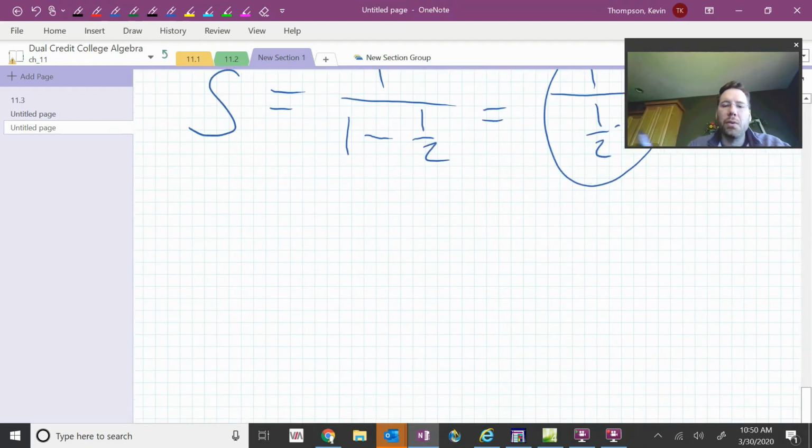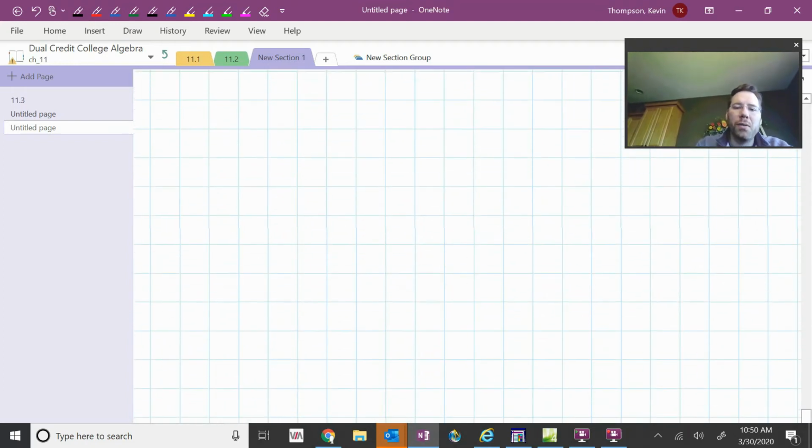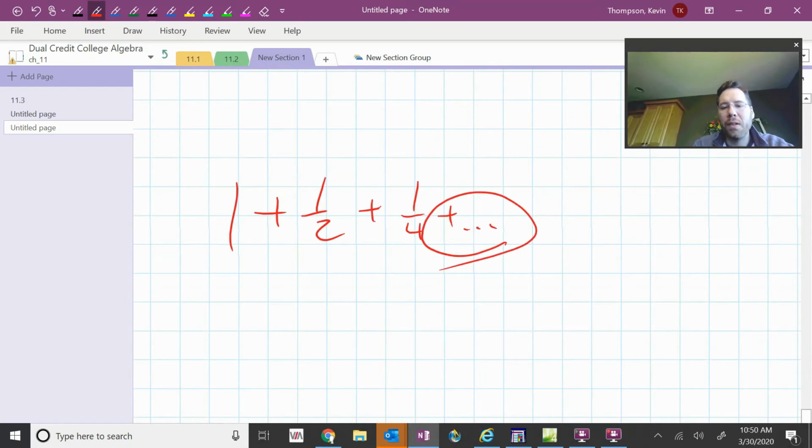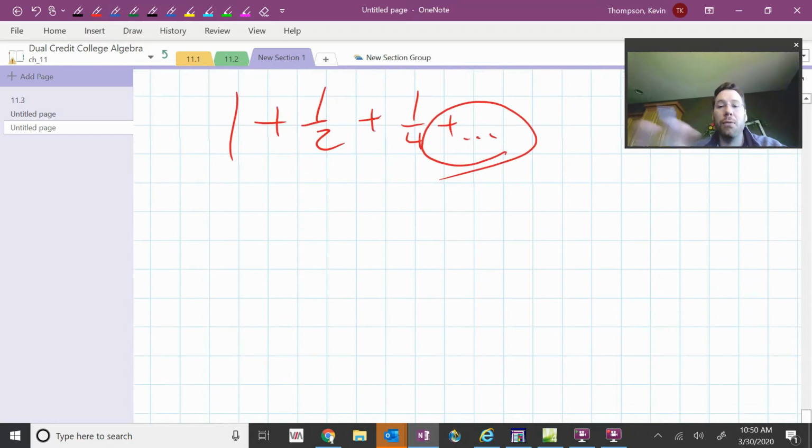Okay, so just on a side note, some of you might be really bothered by this 1 plus a half plus a quarter and just think, how do these plus dot dot dots not end up being just infinity as this answer? Here's a picture to help.